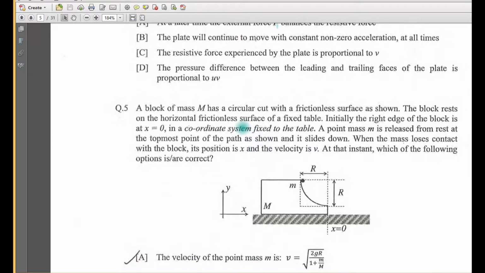A block of mass M has a circular cut with a frictionless surface as shown. The block rests on a horizontal surface. Please read it along with me. Pause the video if you want to.